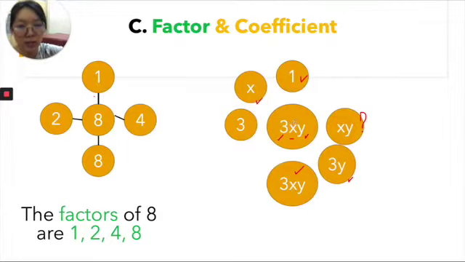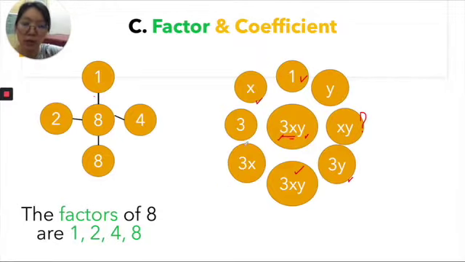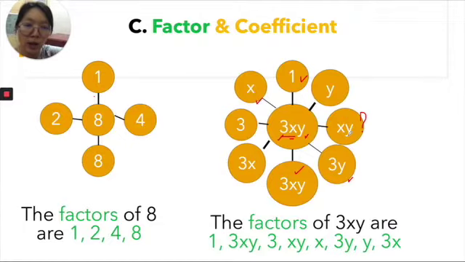Besides taking out x, I can take out y too. When I take out y, I'm left with 3x. So 3x and y are my factors. So the factors of algebraic term 3xy are 1, 3xy, 3, xy, x, 3y, y, 3x. All of them are the factors of 3xy.